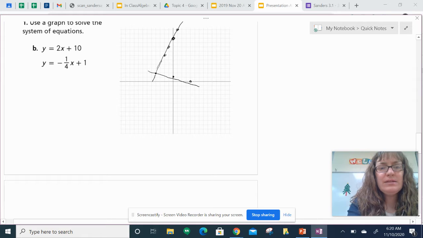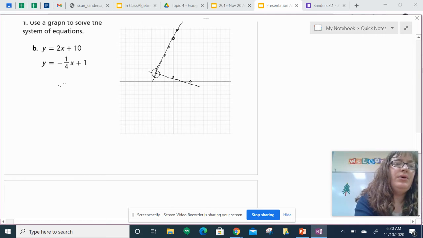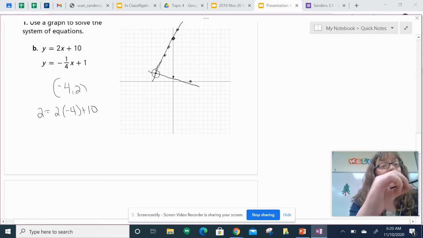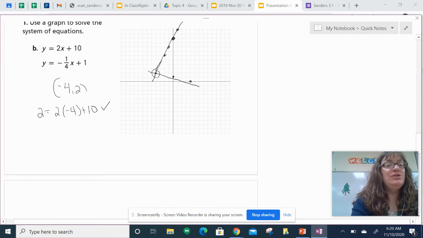I'm going to go ahead and extend that line a little bit, and it looks like it crosses right here at negative 4, 2. And so again, we can check that out and see if it works. 2 is equal to 2 times negative 4 plus 10. 2 times negative 4 is negative 8. Negative 8 plus 10 is in fact 2, so it looks like it works in that first equation.